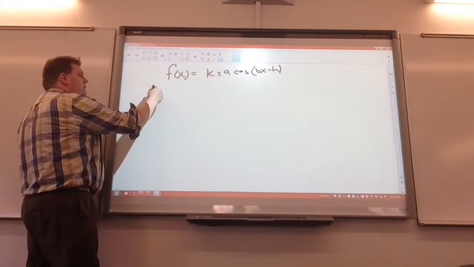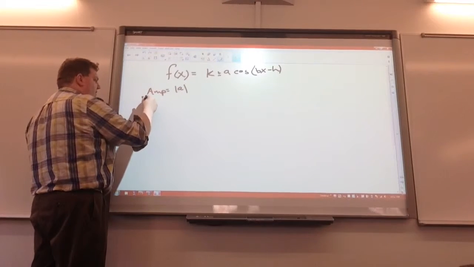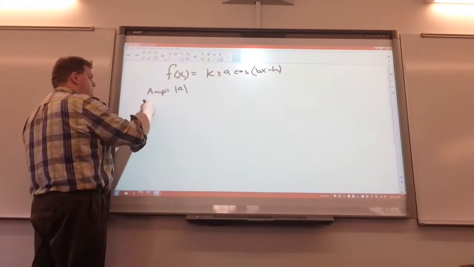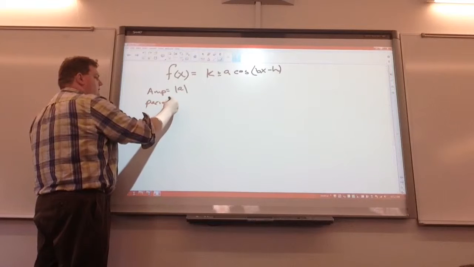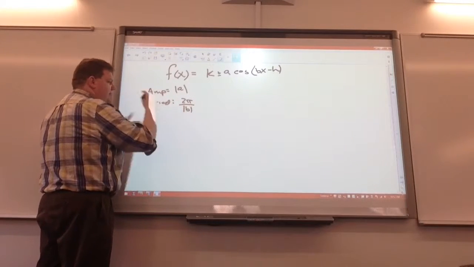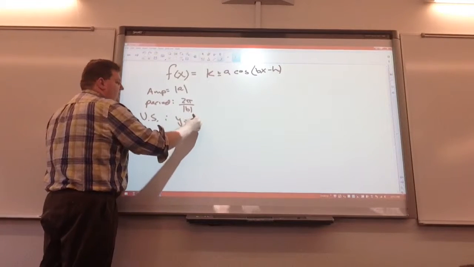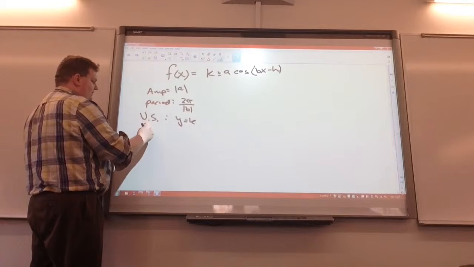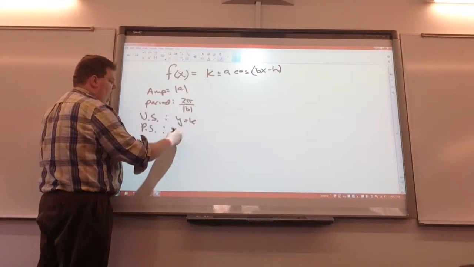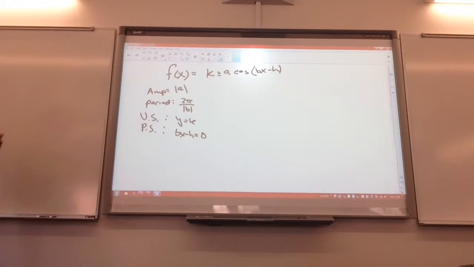So its amplitude is still the absolute value of A, its period is still 2 pi over B, its vertical shift is still whatever K is, and its phase shift is still Bx minus H equals 0, okay? Now, all those parts are the same.